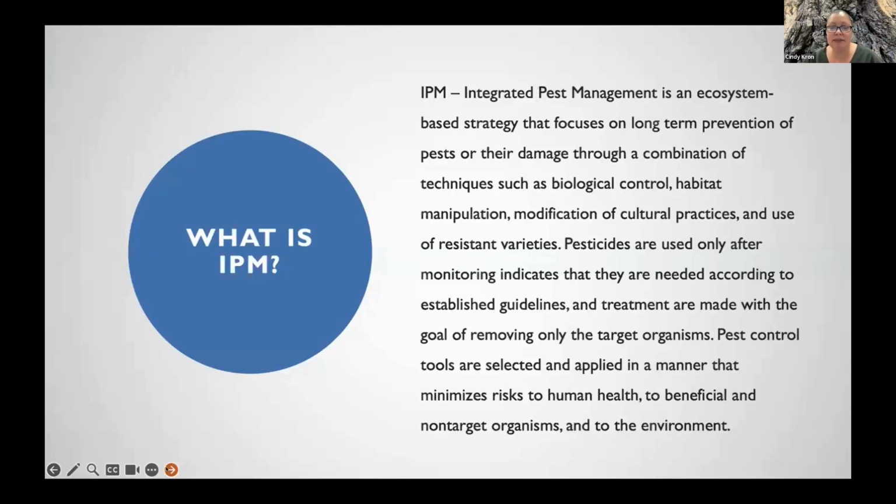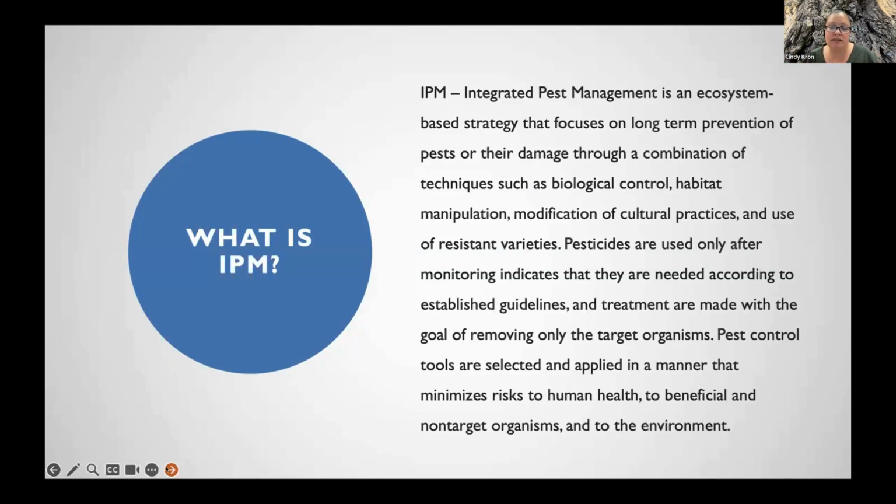IPM is an ecosystem-based strategy. So when we make a plan, we're thinking of the whole environment, not just the insect pest problem that you're trying to solve, but how everything is interplayed with each other. And then that strategy focuses on long-term prevention of pests or their damage through a combination of techniques. IPM really does usually rely on combining techniques instead of just using one as an answer, combining those techniques together to get a better control.